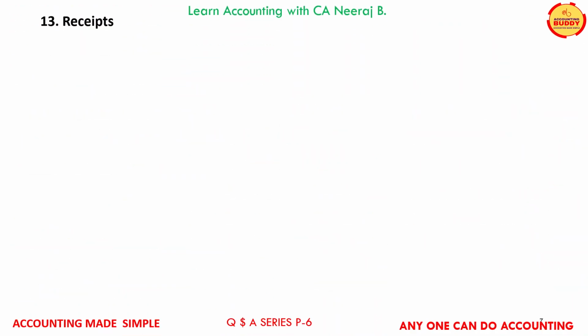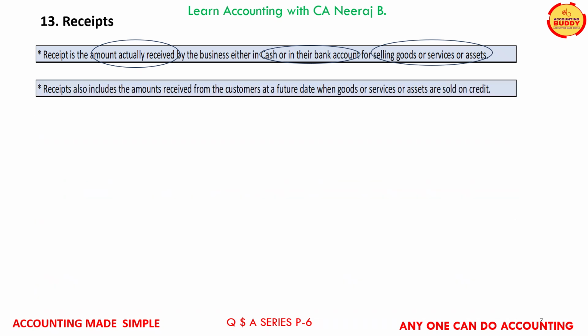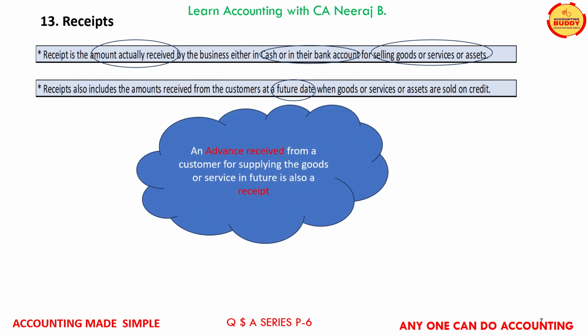Accounting term number 13 which we are going to learn now is the term receipts. The term receipts refers to the actual amount received by the business either in cash or in the bank account of the business for selling of goods or services or even fixed assets. Receipts also include the amounts received from the customers at a future date when the goods or the services are sold on credit. An amount of advance received from the customer is also a receipt.